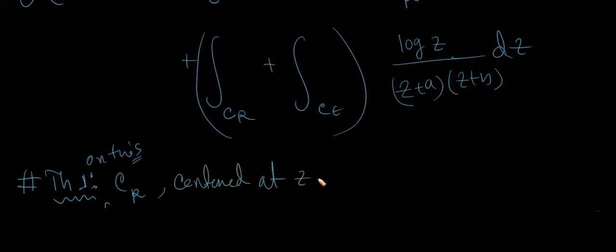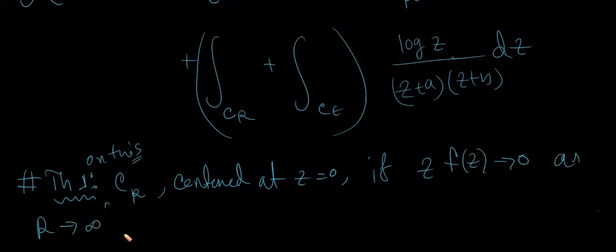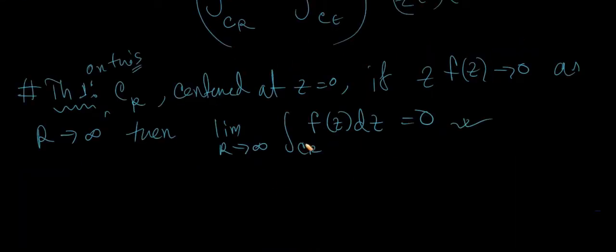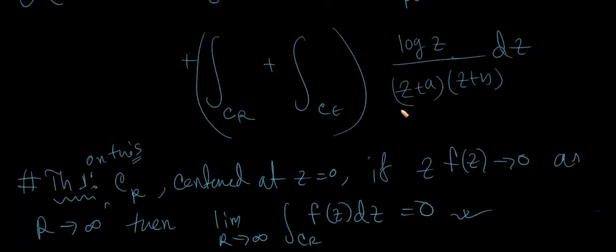of radius r that is centered at z equals 0, if z times f of z goes to 0 uniformly as r goes to infinity, then the limit as r goes to infinity of the integral over C_R, that means the circular arc, is 0. So using this theorem, you can easily show that this integrand multiplied with z, when z goes to 0, will actually be uniformly 0.